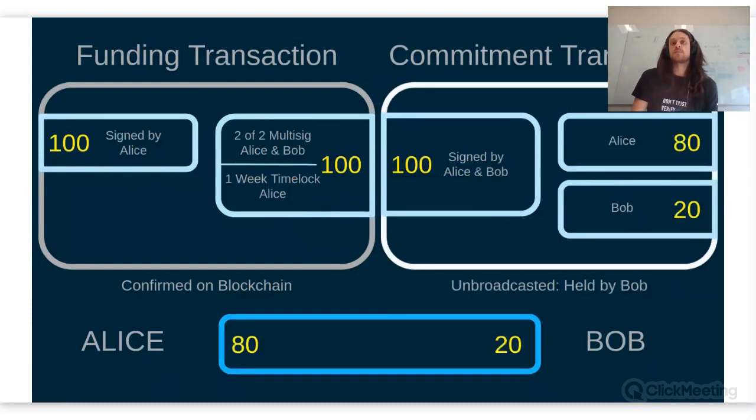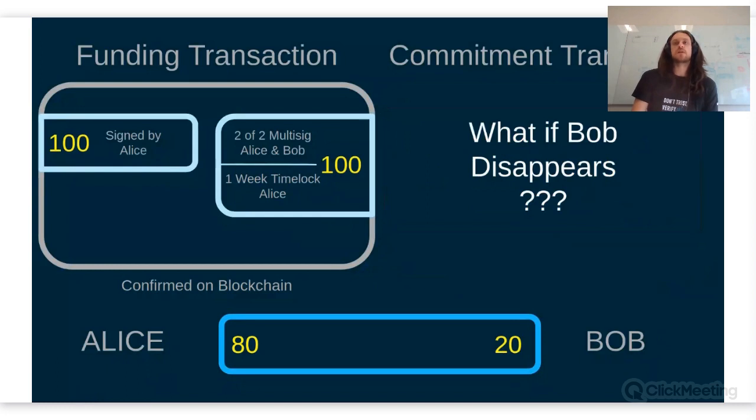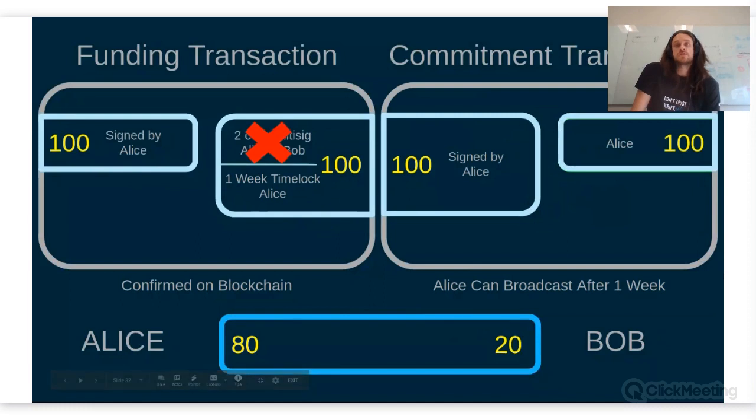Let's say Bob disappears. What happens if he goes offline or dies or something? Alice isn't too worried about this because there's always this alternate spend condition. If he disappears for a full week, then she can just claim all of her money back. So Bob is strongly incentivized to stay online and stay active, and no one needs to worry about the money disappearing.